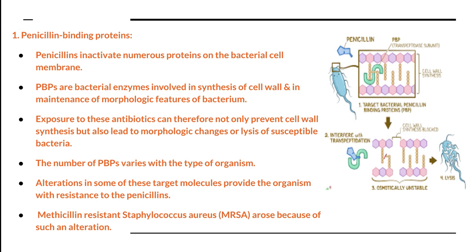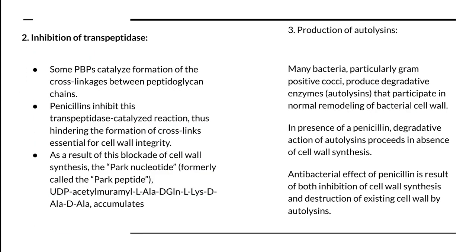Understood? Right. Now, let us talk about this inhibition phase. Some penicillin binding proteins catalyze formation of the cross linkages between peptidoglycan chains. Penicillins inhibit this, and as a result of this blockade of cell wall synthesis, the Park nucleotide or Park peptide, specifically written as UDP acetyl muramyl L-alanine, D-glycine, L-lysine, D-alanine, accumulates.